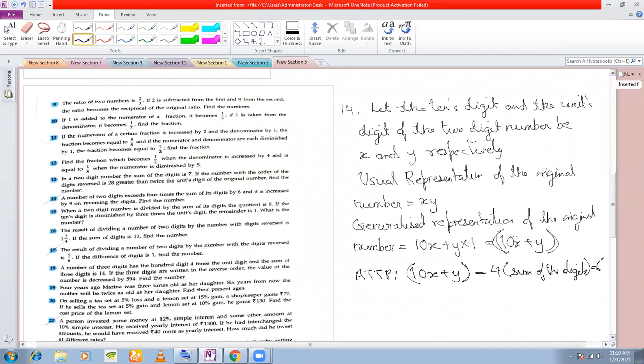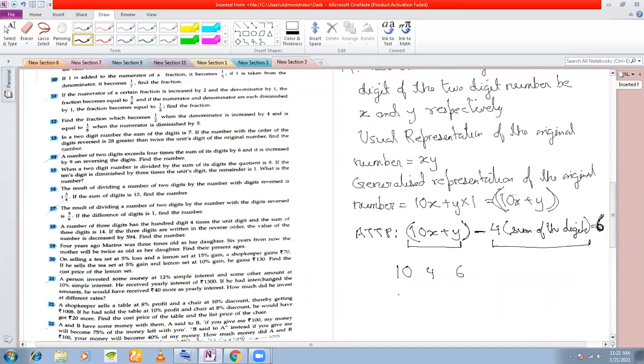Did you understand what the first statement means? The original number is more than 4 times the sum of its digits by 6. If I say 10 is more than 4 by 6, it means that 10 minus 4 is equal to 6, isn't it? 10 is more than 4 by 6. That is why the original number is more than 4 times the sum of its digits by 6, right?